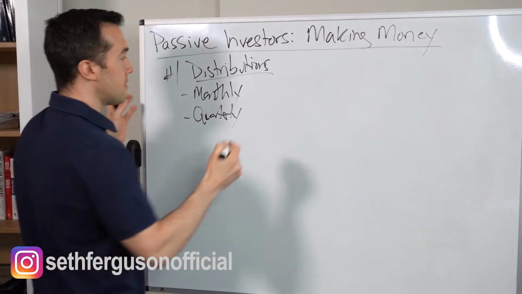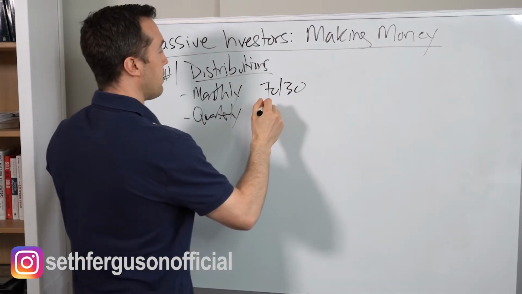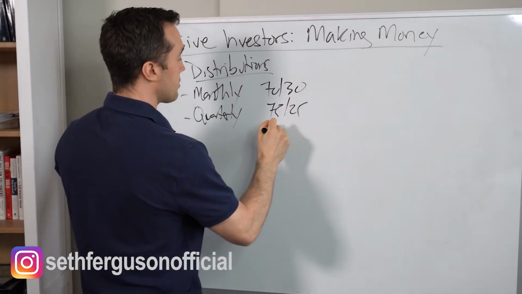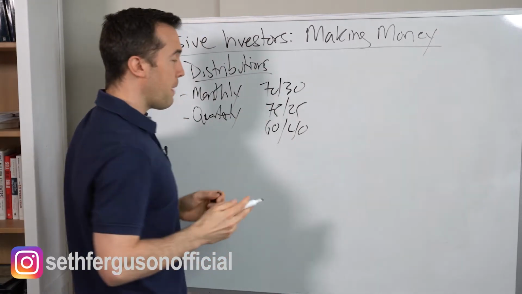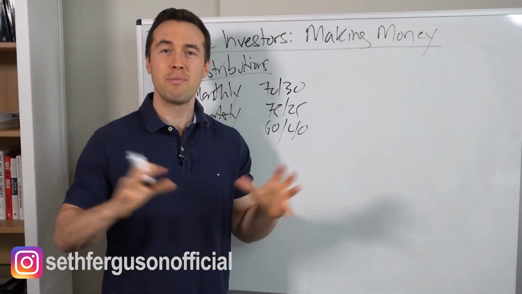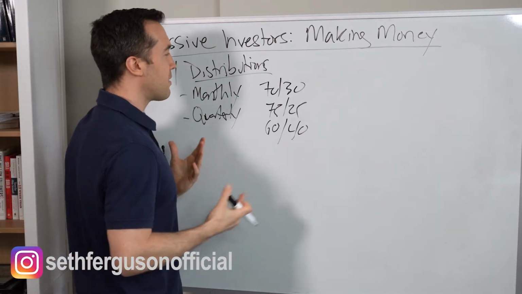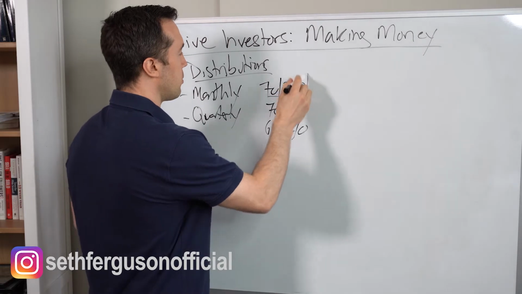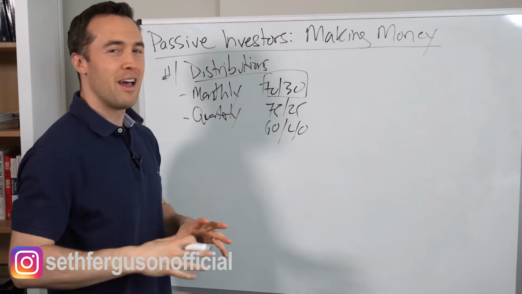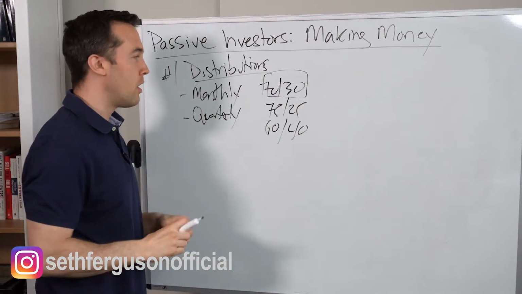So example splits could be 70-30 in favor of the LPs. It could be 75-25 in favor of the LPs. It could be 60-40. It really depends on the people running the deal and on the opportunity, and you can't really make a blanket statement. But generally speaking, most of the time you'll be dealing in that 70-30 range. If we're just going to talk about generalizations, 70-30 is a good general split to use.